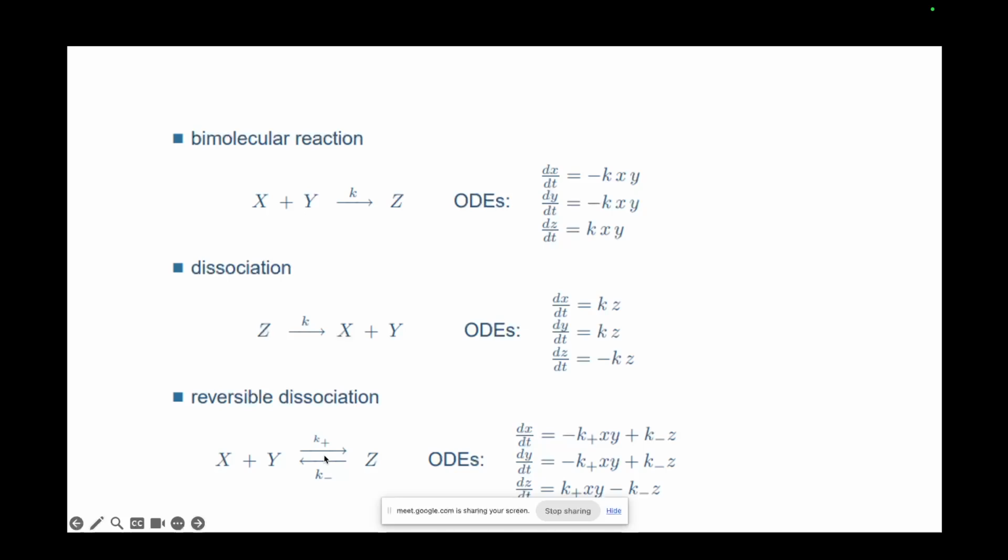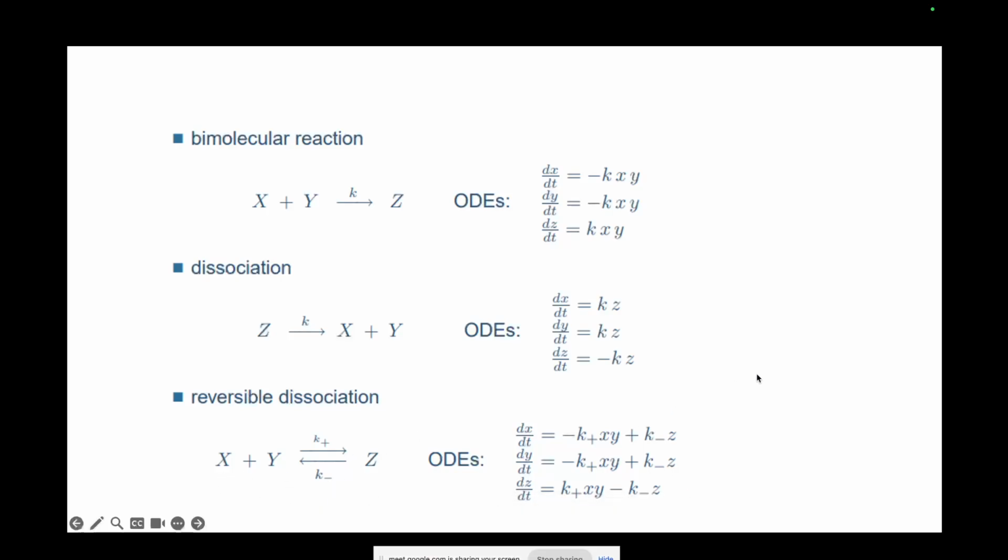Now you have the reversible reaction, where basically X and Y are forming Z. Again, Z is getting broken down to form X and Y. And there are two rates of reaction involved. The positive reaction rate is given by K plus, and the negative rate of reaction, which is basically the dissociation of Z into X plus Y, is given by K minus.